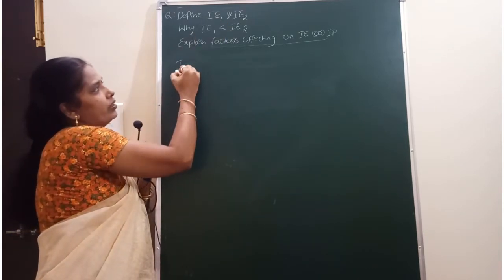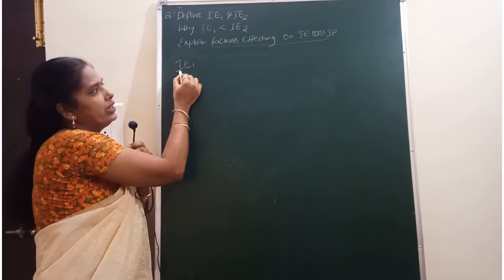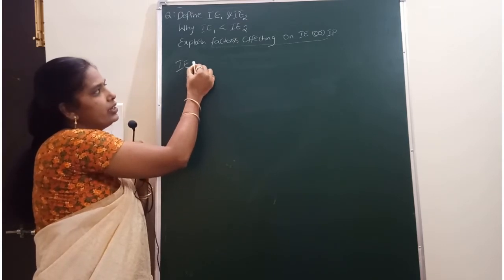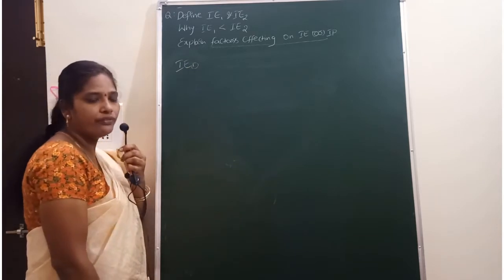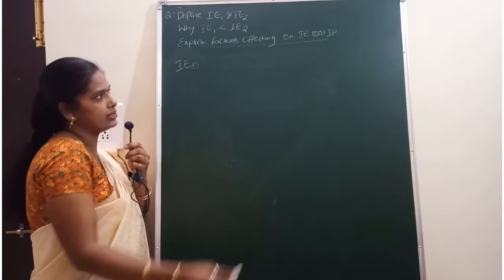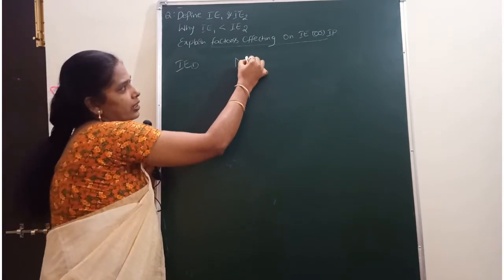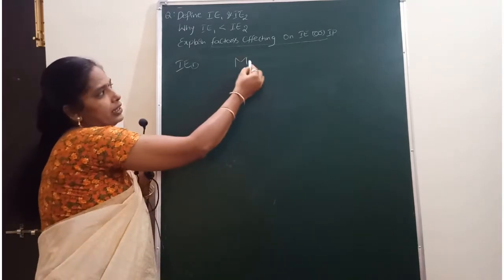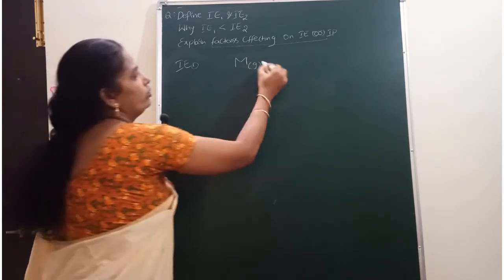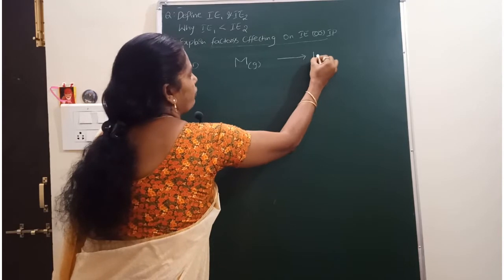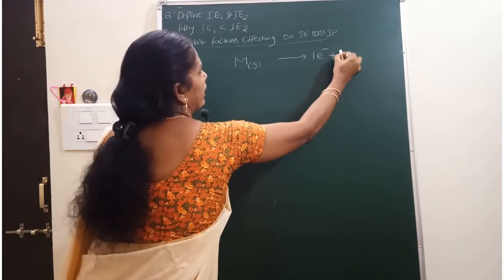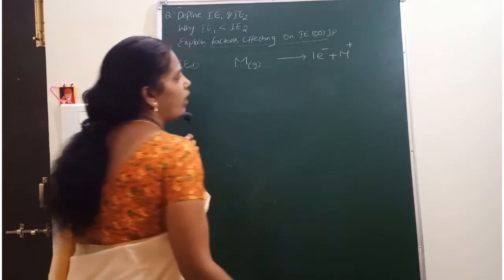IE1 means first ionization energy. It means removing the first electron from an isolated neutral gaseous atom. M is the atom, in gaseous state. We want to remove one electron from this neutral gaseous atom, and by this we will get a unipositive ion.